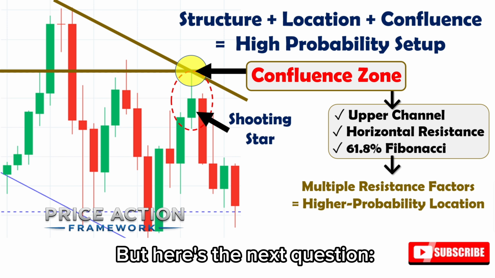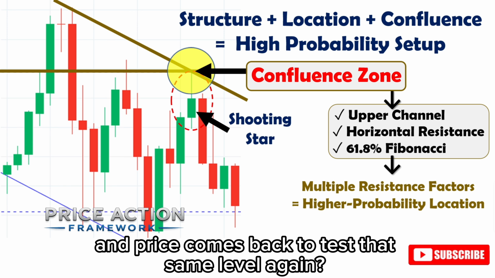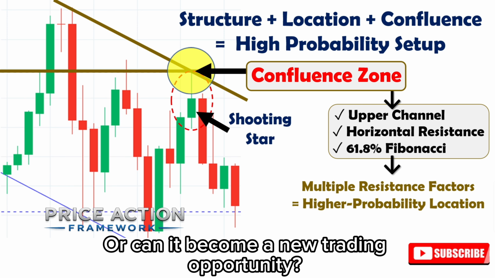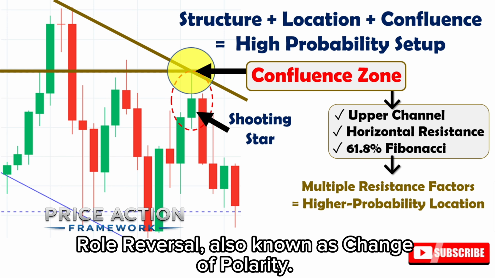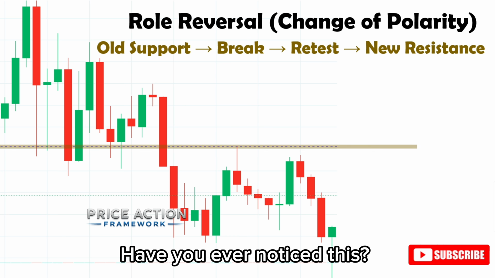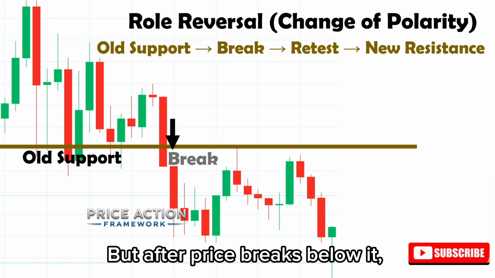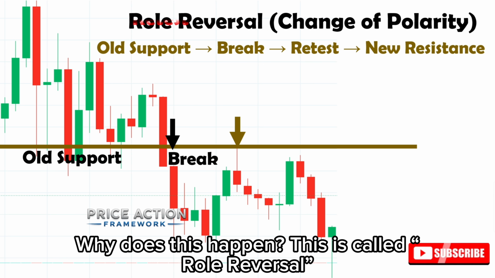But here's the next question. What happens when a strong support level breaks and price comes back to test that same level again? Does that level disappear, or can it become a new trading opportunity? That's where today's concept begins, role reversal, also known as change of polarity. Have you ever noticed this? A price level supports the market again and again, but after price breaks below it, the same level later rejects price. Why does this happen?